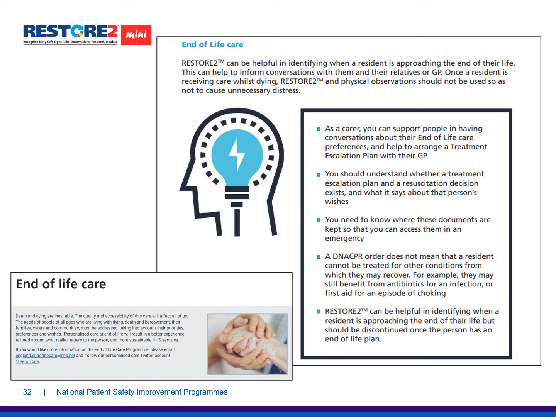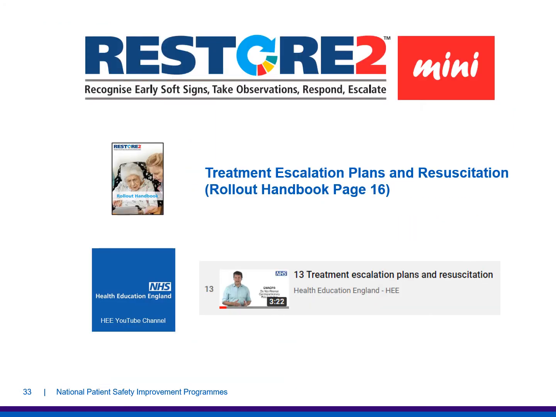A DNACPR order does not mean that an individual cannot be treated for other conditions from which they may recover. For example, they may still benefit from antibiotics for an infection or first aid for an episode of choking. Treatment escalation plans and resuscitation are referenced in the handbook on page 16 and in video 13.